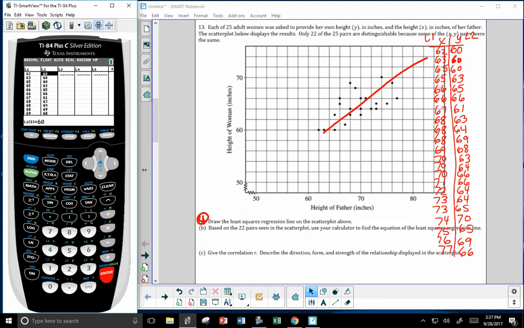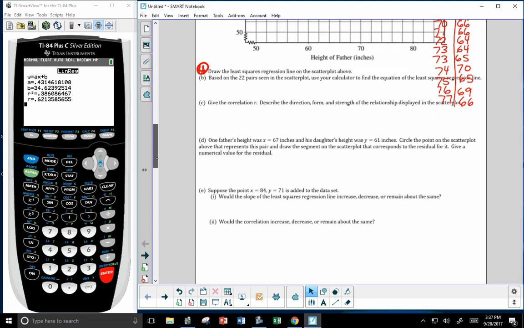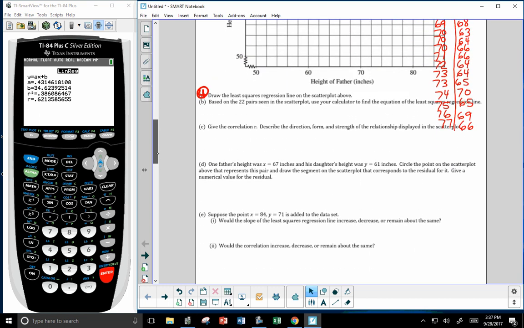Y hat equals b naught plus b1x. That is from our formula sheet. Now, b naught is our y-intercept, and on our calculator, the y-intercept is b, okay? b1 is our slope, and on our calculator, the slope is a. Okay, so the answer I was looking for is y hat equals 34.62 plus 0.43x. Okay, this would have gotten you a perfect 4 points.